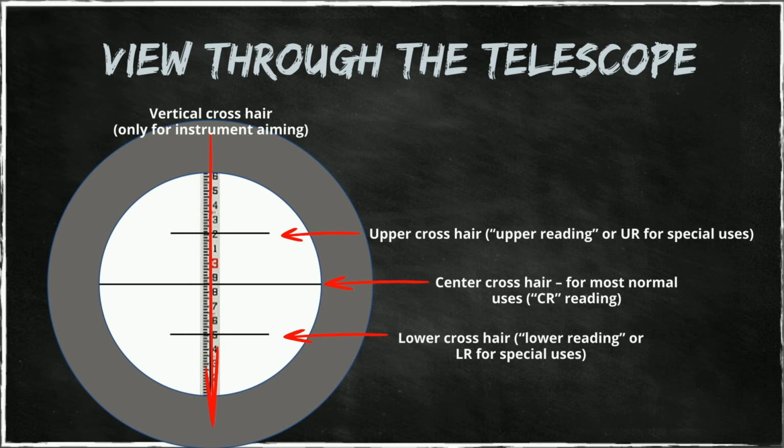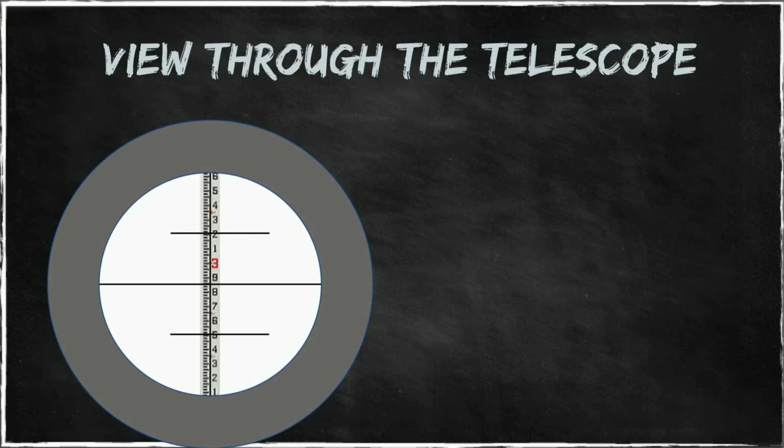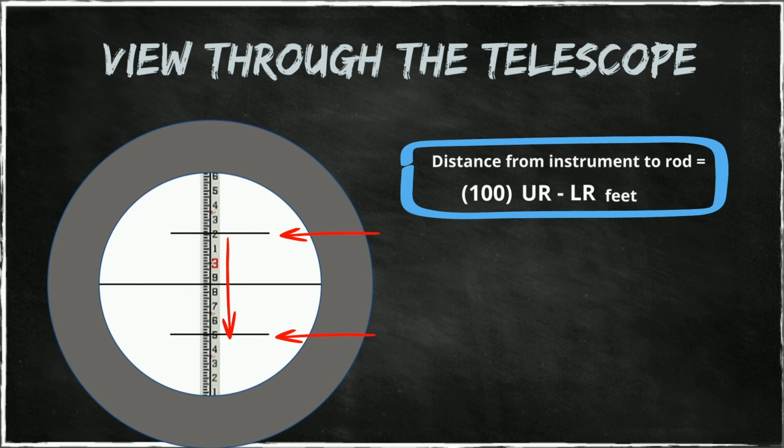However, for some purposes, the center crosshair reading is accompanied by an upper crosshair reading and a lower crosshair reading. If we take this reading and subtract this reading, and we multiply this distance that we read times 100, then we have the distance between the telescope, between the instrument, and the leveling rod.